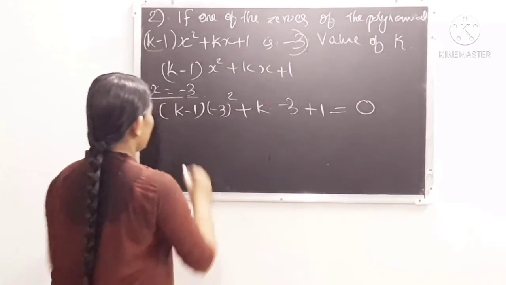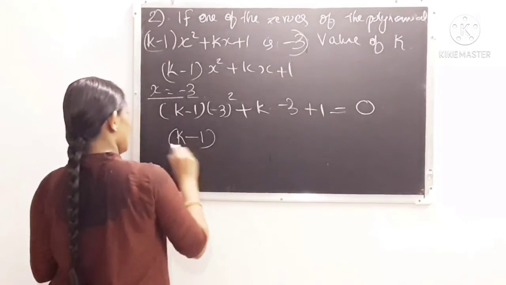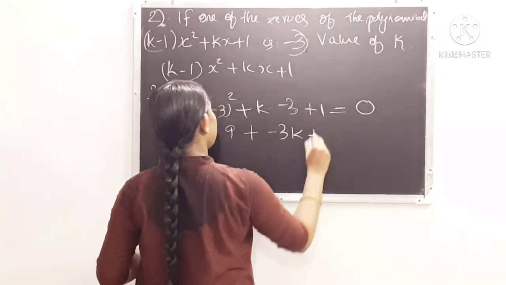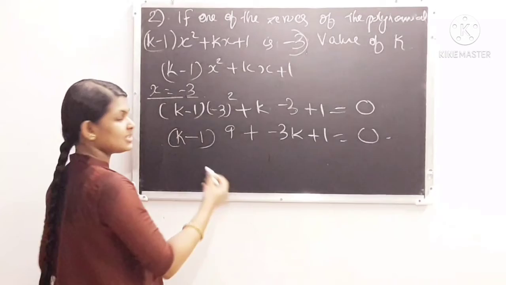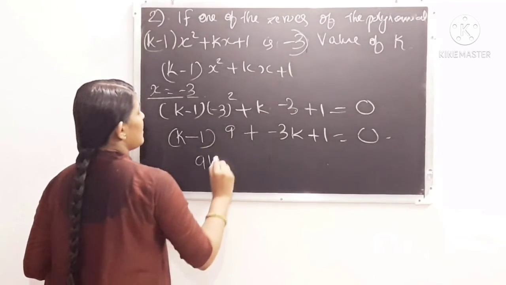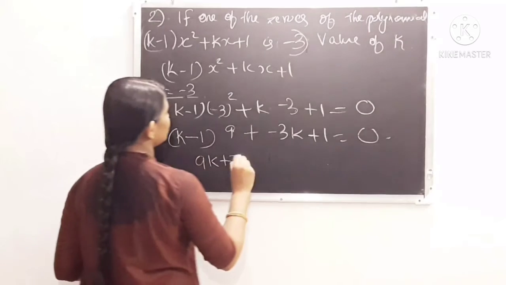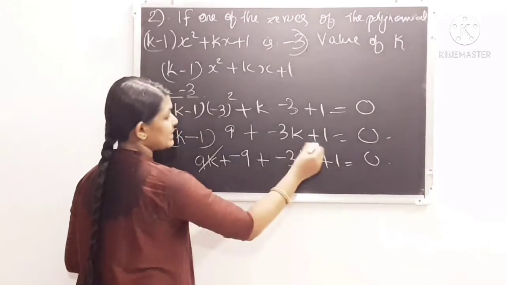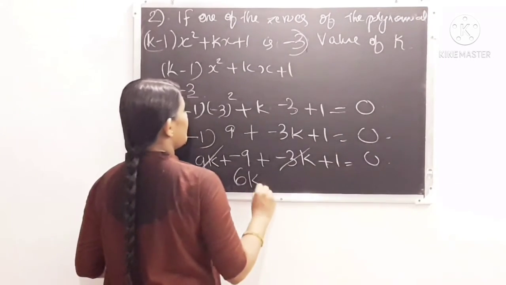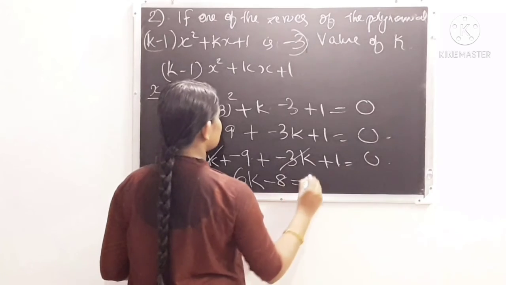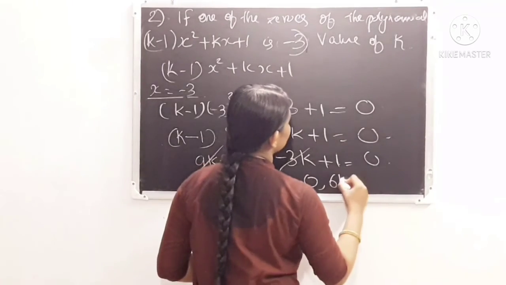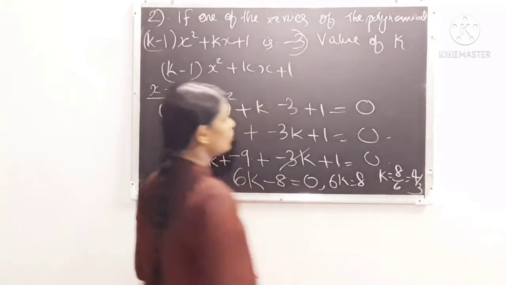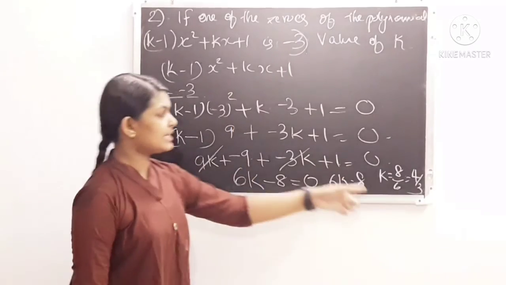Okay. So this will be equal to k minus 1 into minus 3 whole square, which is 9. So 9 into k minus 1, plus minus 3k plus 1 is equal to 0. Now we can open this bracket, so it will be 9k plus 9 into minus 1, which is minus 9, plus minus 3k plus 1, equal to 0. So 9k minus 3k is 6k. Minus 9 plus 1 is minus 8, and it is equal to 0. So we can write 6k is equal to 8, or k is equal to 8 by 6, or 4 by 3. Okay. So the value of k in this expression is 4 by 3.